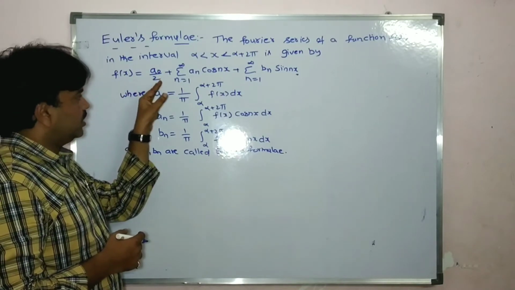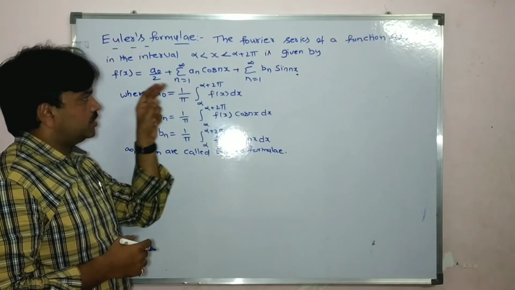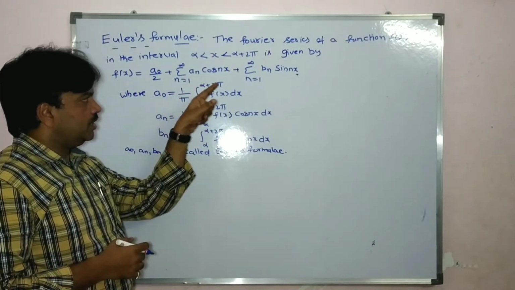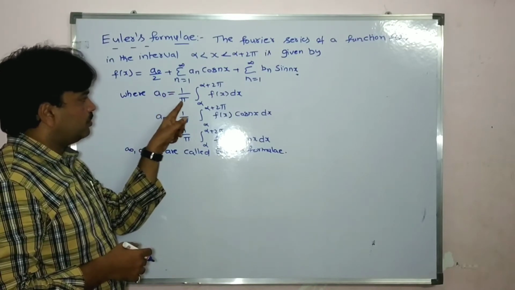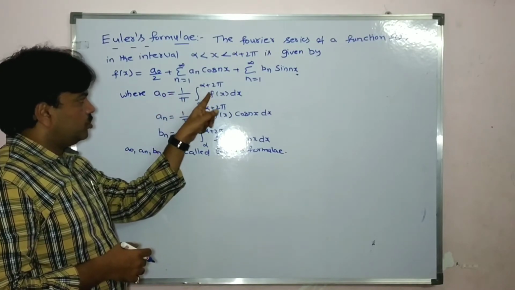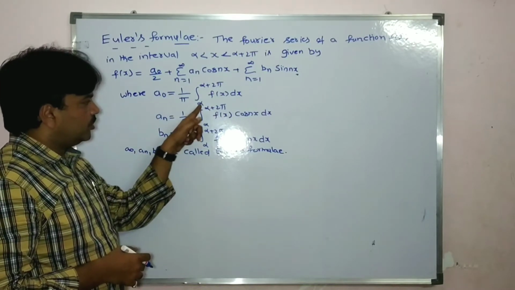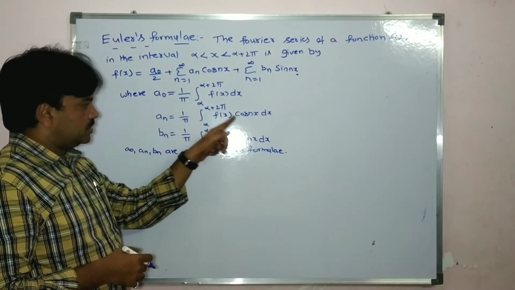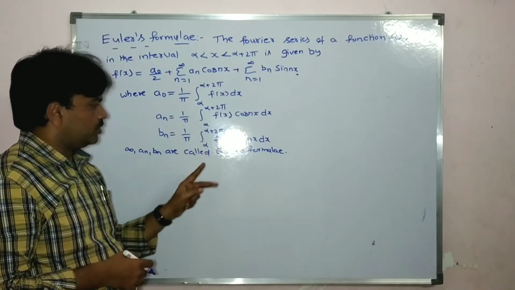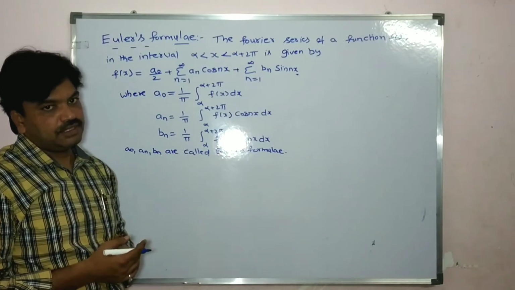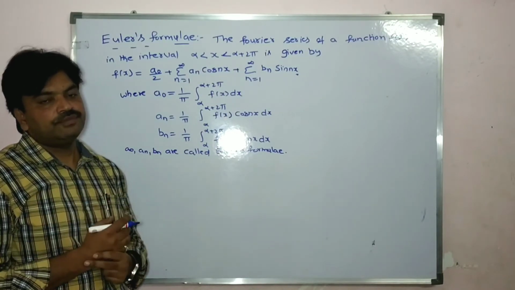f of x is equal to a naught by 2 plus sigma n is equal to 1 to infinity a n cos nx plus sigma n is equal to 1 to infinity b n sin nx, where a naught is equal to 1 by pi integral alpha to alpha plus 2 pi f of x dx. a n value, students, 1 by pi integral alpha to alpha plus 2 pi f of x cos nx dx. And b n value, students, 1 by pi integral alpha to alpha plus 2 pi f of x sin nx dx. Here a naught, a n, b n are called Euler's formula.